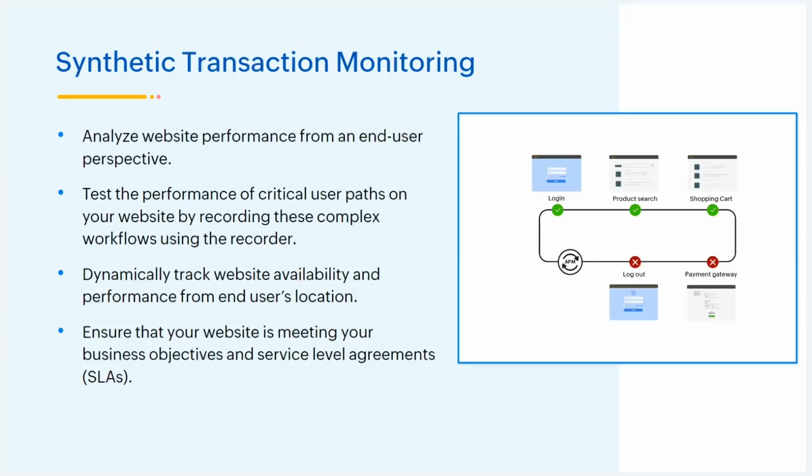Further, you can test the performance of critical user paths on your website by recording complex workflows using the web transaction recorder. For example, consider a process of navigating to an e-commerce website, logging in, searching for a product, adding the product to the cart, processing to the payment gateway, and logging out.